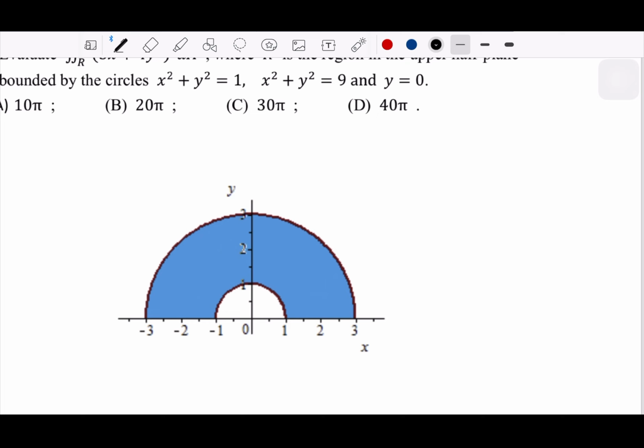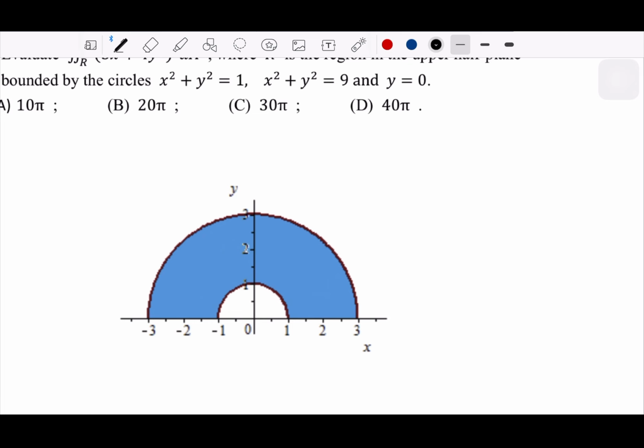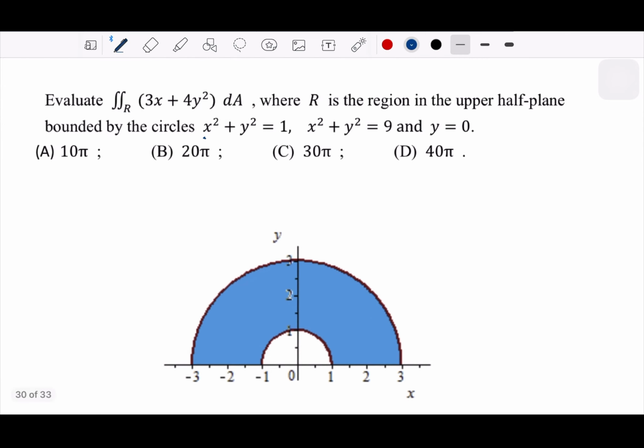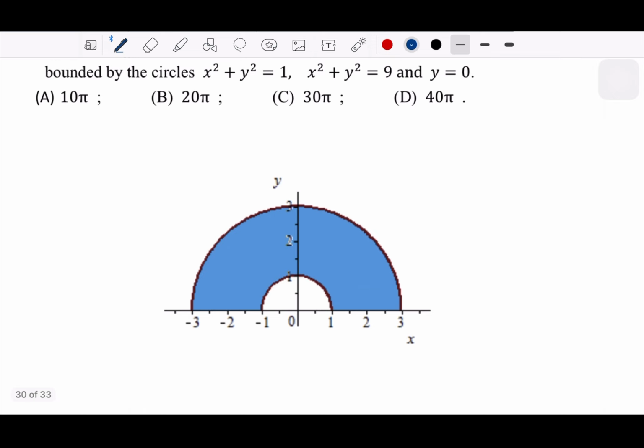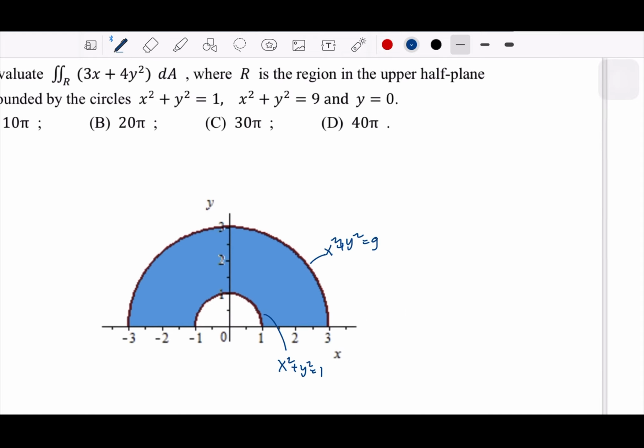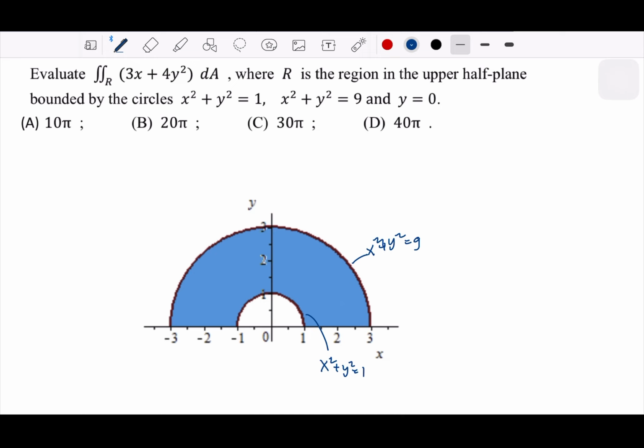Okay, I think we can just go through the questions. So we have x squared plus y squared equal 1 and x squared plus y squared equal 9 for the region. So this is x squared plus y squared equal 9, and this is x squared plus y squared equal 1. So we could start with writing down the conversion. If you forget, these are the conversions from Cartesian to polar.